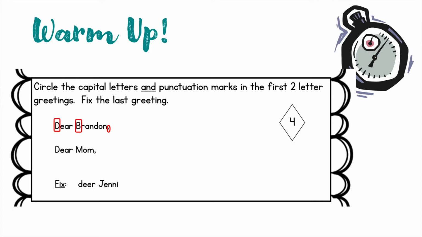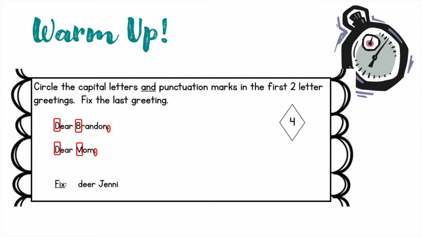Let's look at the second greeting. Dear Mom. What capital letters do you see? Yes, we see a capital D for dear because it's the beginning of the greeting again. And we see a capital M in mom because we are addressing this person. We see a comma after mom.